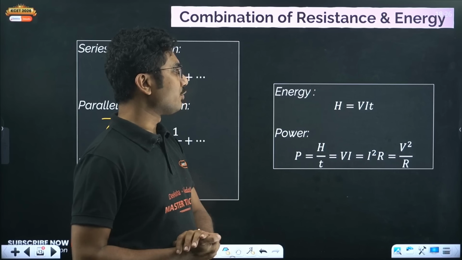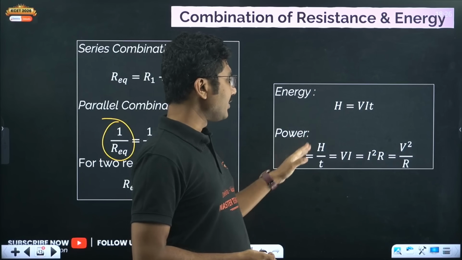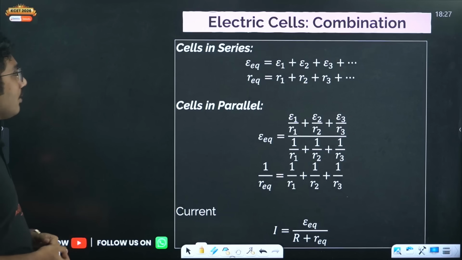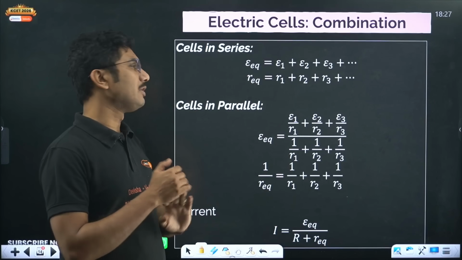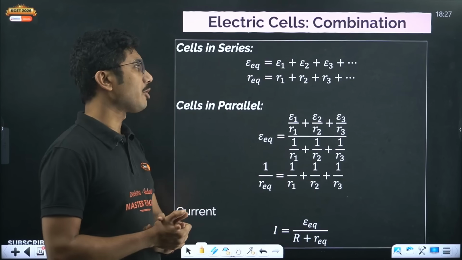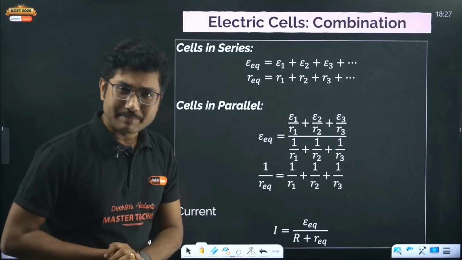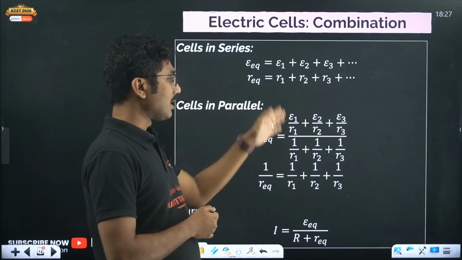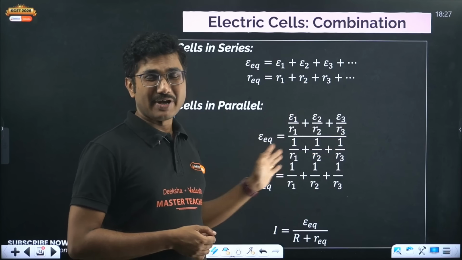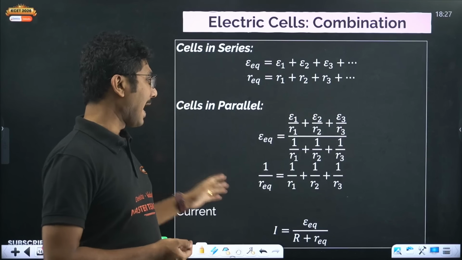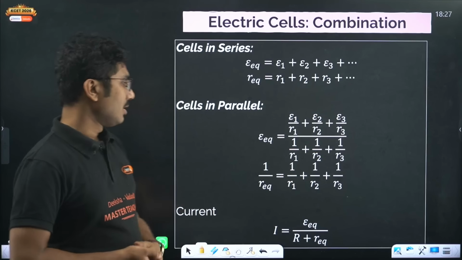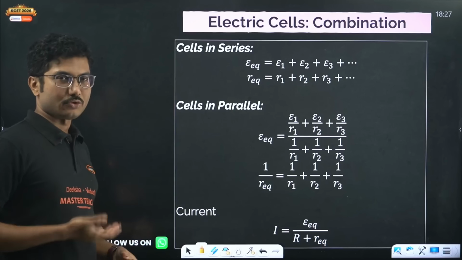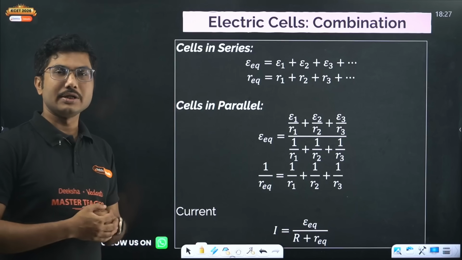Next, energy H is equal to VIT, power equals H by T, which is VI, I square R, and that is equal to V square by R. Now cells in series and cells in parallel. Too complicated questions do not generally come in COMEDK, but still cells in series and cells in parallel based questions might come, so you have to be prepared. So epsilon equivalent is the sum of all the epsilon by resistances divided by the sum of 1 upon all the resistances, and equivalent resistance is reciprocally added. Current in the circuit is equivalent EMF divided by total resistance. Total resistance is external resistance plus R equivalent.